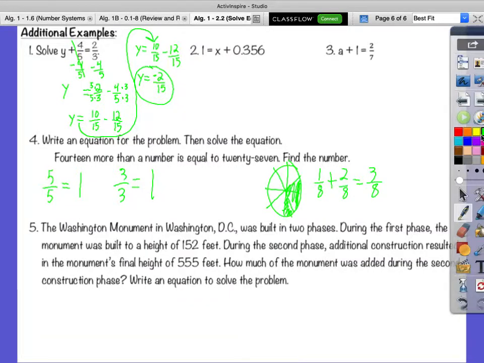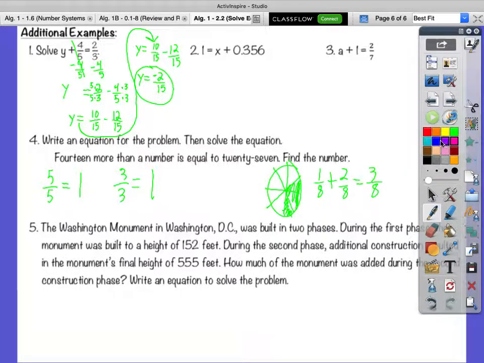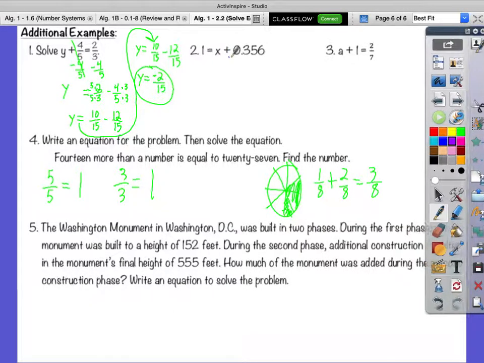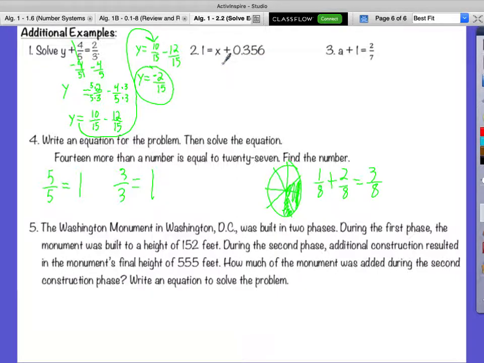Let's look at number 2. 1 equals x plus 0.356. Okay, so on this one, what's happening with x? It is getting added. Added by what? 0.356. Decimal! Oh, this is almost as bad as a fraction. What am I gonna do? Okay, we'll be fine. We'll learn. We'll get better. I like decimals more than fractions.